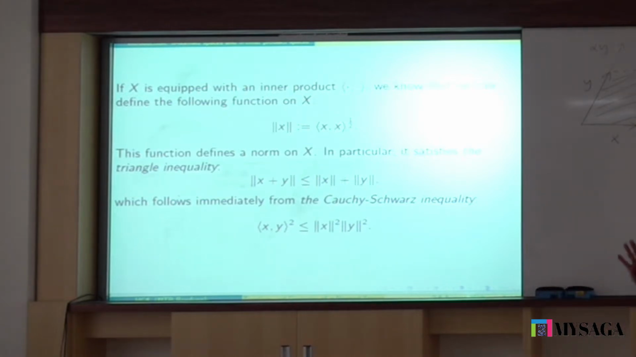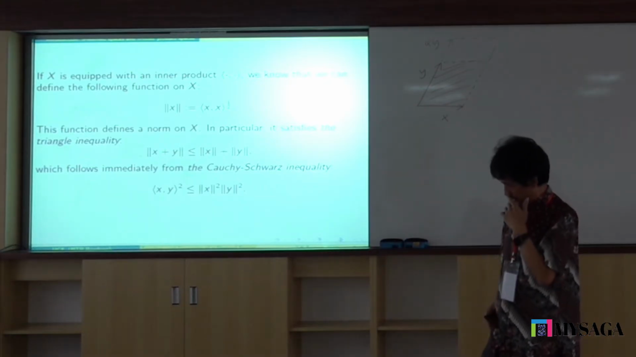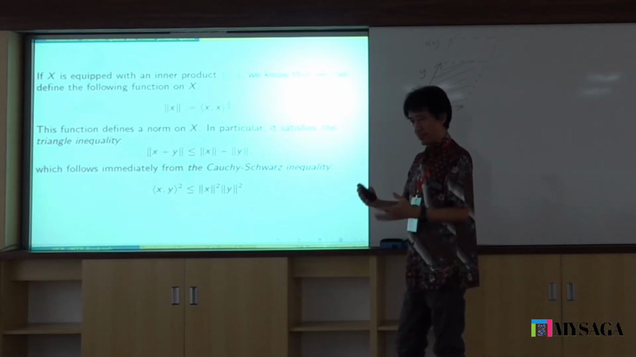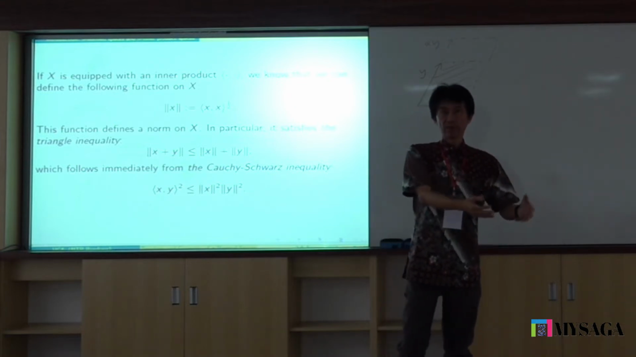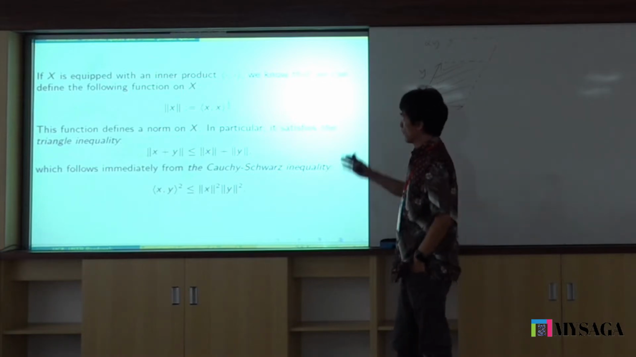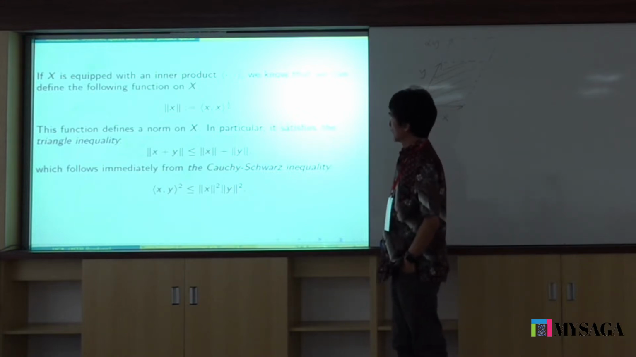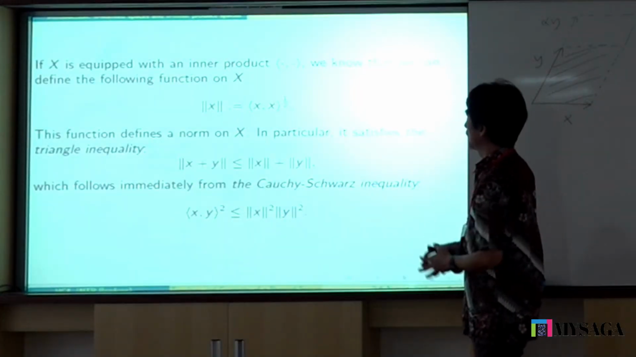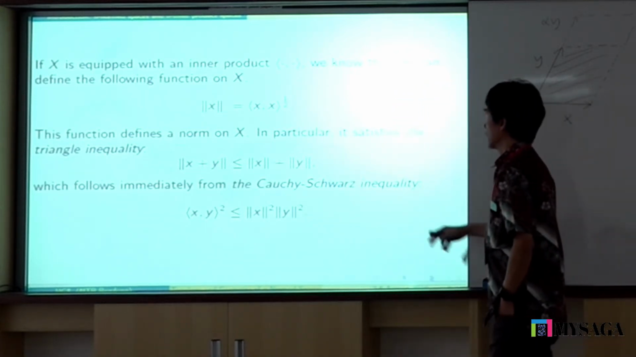So okay, I will explain why two norm and two inner products appear naturally, and then also three norm and three inner product spaces and so on. So let us begin with the inner product space. Let us begin with the vector space X equipped with an inner product, and then we know that from the inner product we can have a norm given by this formula.